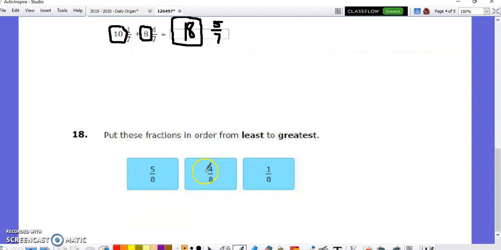And finally, put these fractions in order from least to greatest. Well, 1/8 is my lowest number. That would be listed as first. 4/8 is the middle number. So 1/8 would be the lowest. 4/8 would be the middle. And 5/8 would be my greatest number.